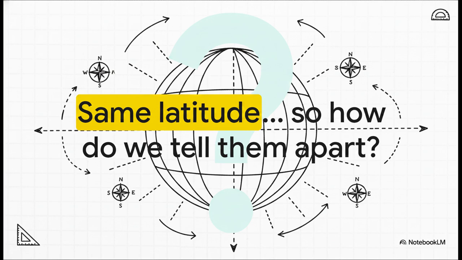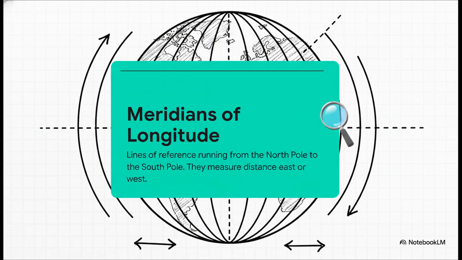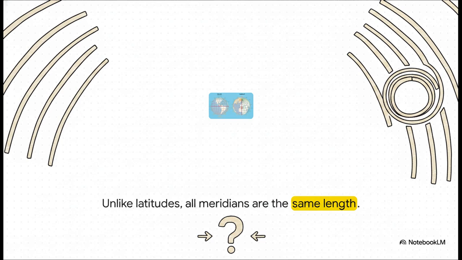We need a second set of lines. And the answer is our next big term, meridians of longitude. Now, unlike those flat, horizontal circles of latitude, these lines are vertical. They're actually semicircles that run straight from the North Pole all the way down to the South Pole. But wait a second. This gives us a totally different kind of problem. With latitudes, the equator was the biggest circle, so it was the natural starting point. But with longitudes, every single one of these meridians is the exact same length. There's no natural middle one, so one had to be chosen.